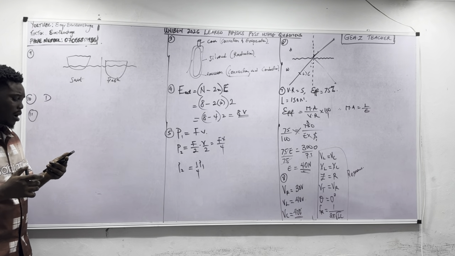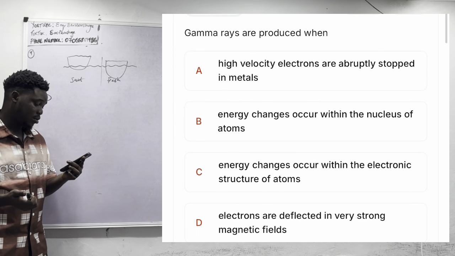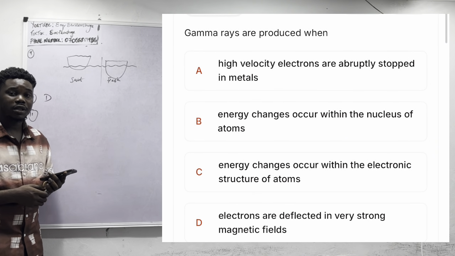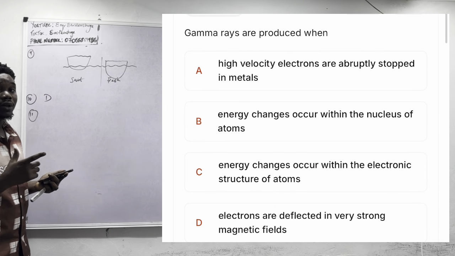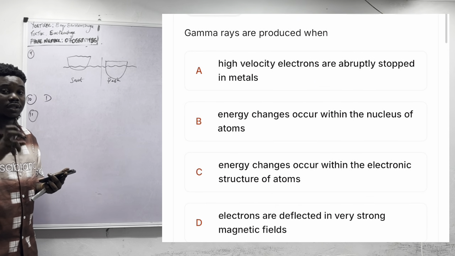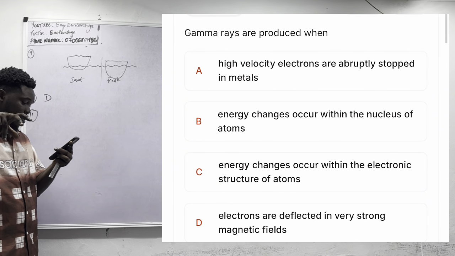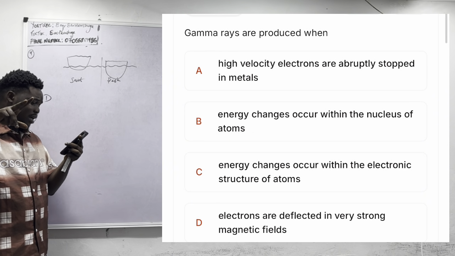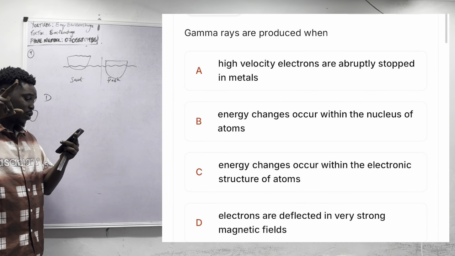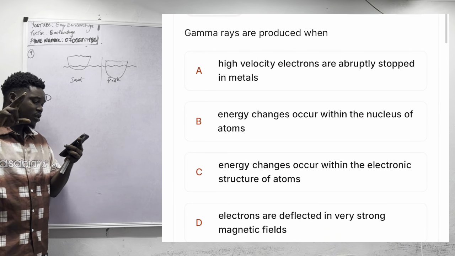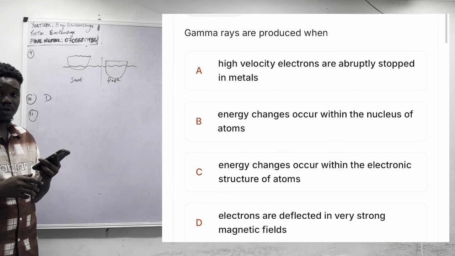Number 11, gamma rays are produced when, that's a question. So quickly, where do you get gamma rays from? Under topical radioactivity, and that's a nuclear physics question. So basically, it's produced from the nucleus of an atom. So the only option here that looks like option B, when energy changes occur within the nucleus of atoms. Option B is correct.